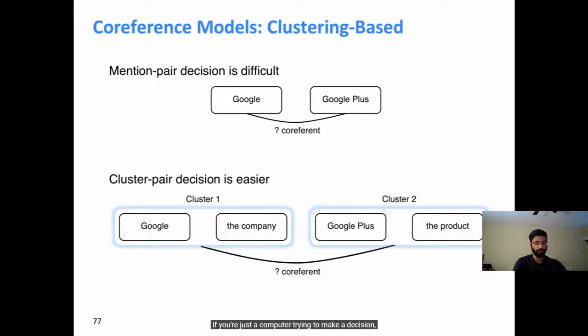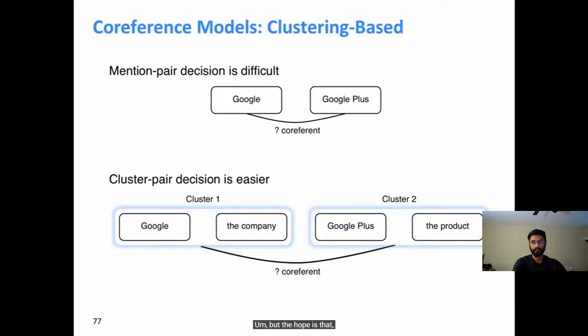But if you're just a computer trying to make a decision, it's hard to know the right answer, because there are lots of other cases with shortenings where the right answer is that they're co-referent. If this had been Google and Google Corp, then it would have been right to regard them as co-referent. Or something like Hillary Clinton and Hillary, it would have been right to regard them as co-referent. So it can often be hard to tell what's co-referent.